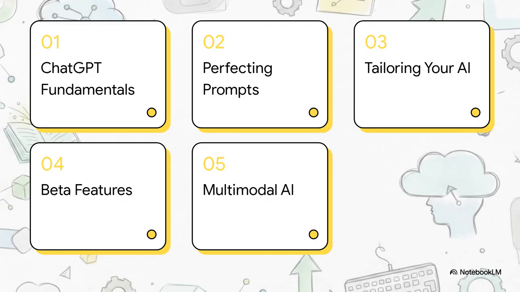Here's our roadmap for the level up. We'll hit the fundamentals, perfect those prompts, tailor your assistant, unlock beta features, and finally tackle multimodal AI. Stick around for level 2, by the way, because I'm going to reveal the RICCE framework, which will completely transform how you write prompts forever.